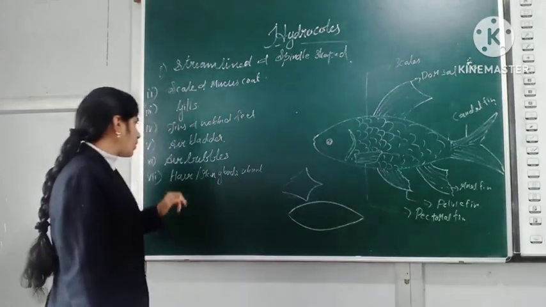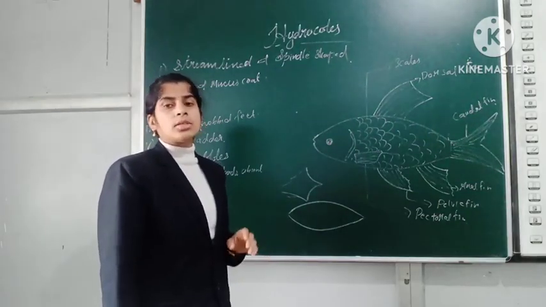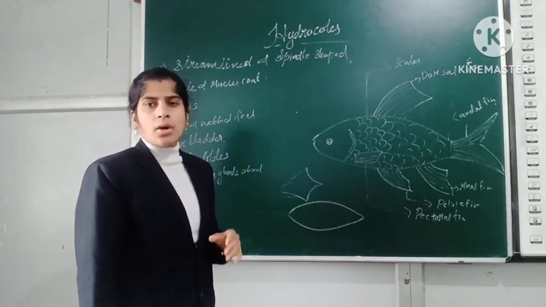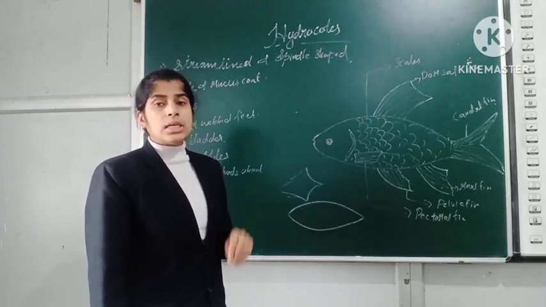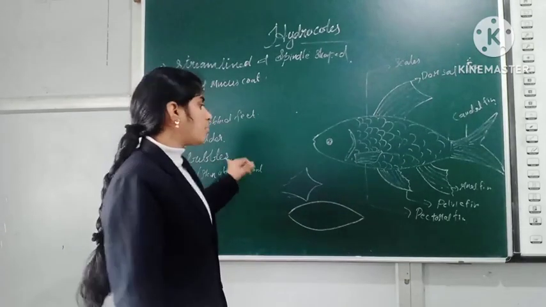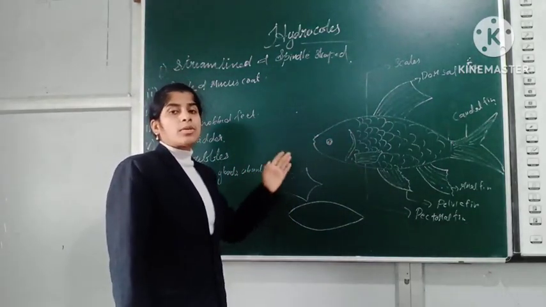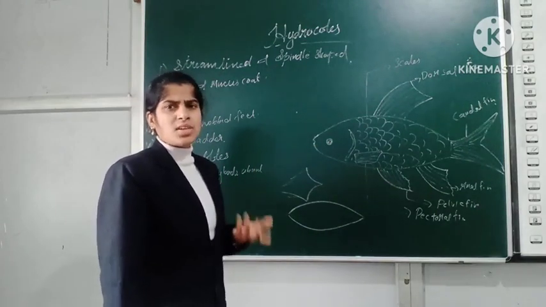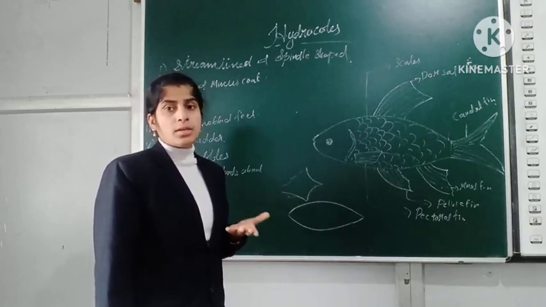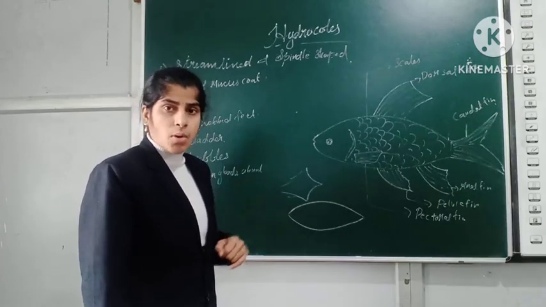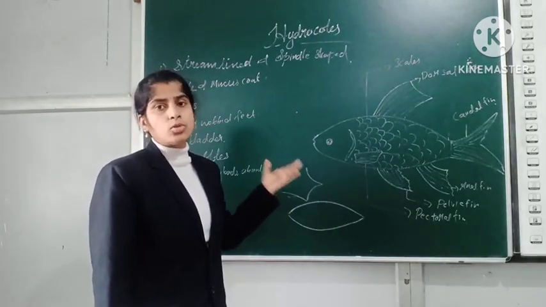And the next one, air bubbles. Some fishes and water insects like the giant water bug, Belostoma, have air bubbles present inside the body, which gives them buoyancy. So what is this buoyancy? Buoyancy means the ability of an organism to float, to remain afloat. So air bubbles present inside the body help them to float.